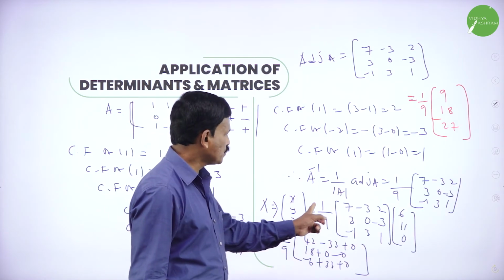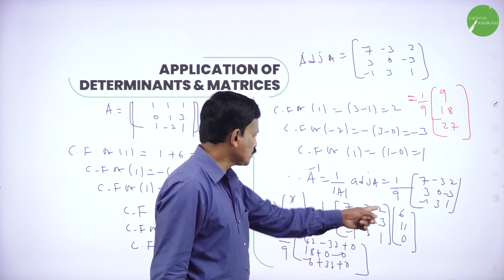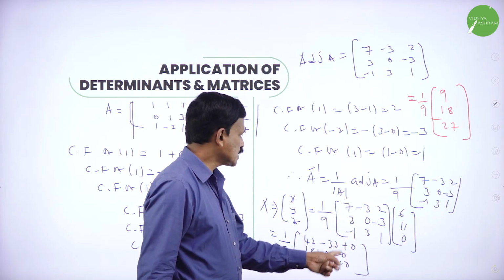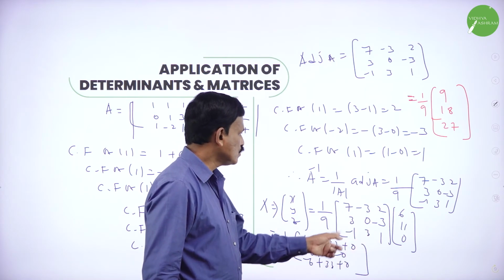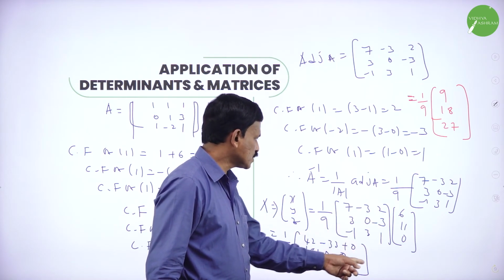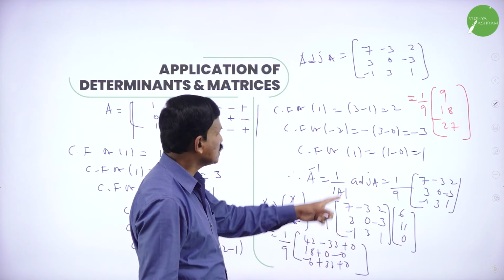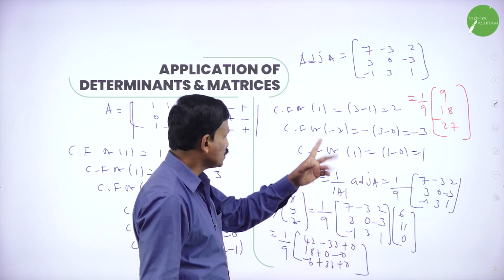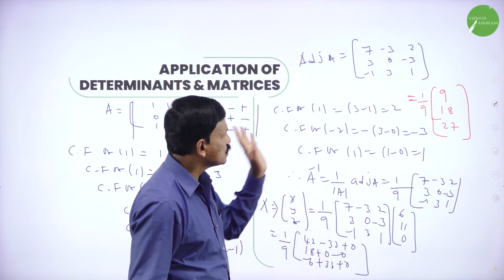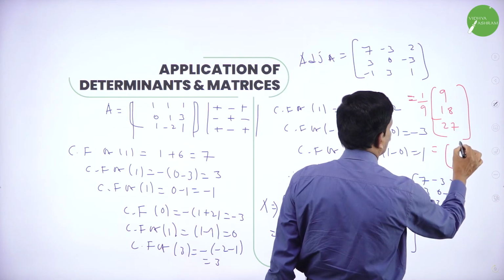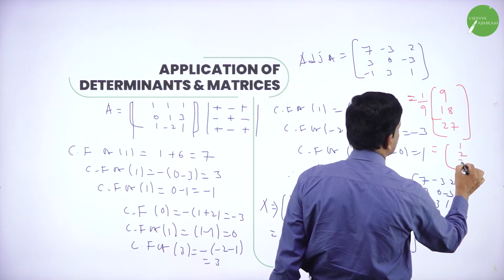So, 1 over 9 into first row, first column. 7 into 6, 42. 11 3s are 33, 0. Again 6 3s are 18, 0 minus 0. 1 6 is 6, 3 11s are 33 plus 0. 42 minus 33 is 9. 18 plus 0 is 18. 33 minus 6 is equal to 27. Divide by 9, you will get 1, 2 and 3.